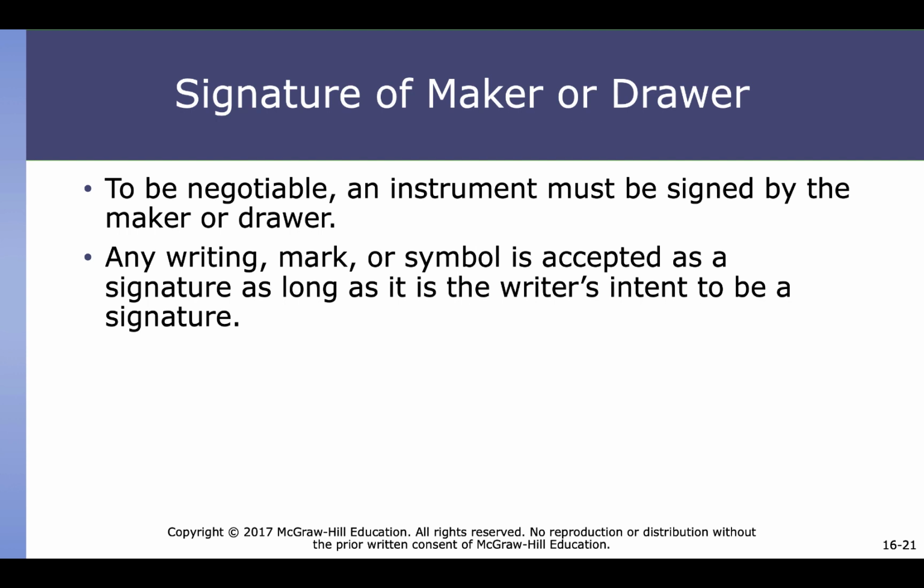And of course, the negotiable instrument has to be signed by the maker or drawer. To be negotiable, it must be signed, and any writing, mark, or symbol that is accepted as a signature works as long as it's the writer's intent to be a signature. So it could be an X, it could be a scribble, it could be anything.